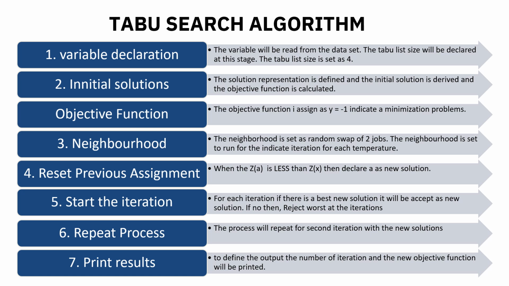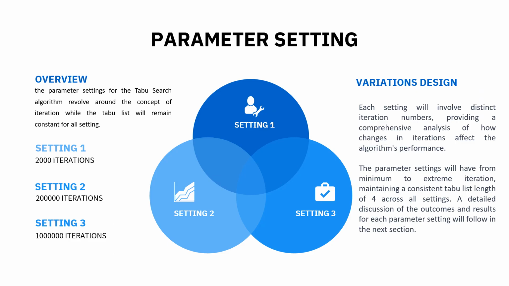Looking at taboo search, similar to the other algorithms, with a set of criteria. It's just that in taboo search, when we declare the variables, the taboo list is set at this stage to 4. And the rest of the steps are the same. When we start this one, also in the iteration, it will reject the worst iterations, I think, but the rest looks the same for the taboo search algorithm.